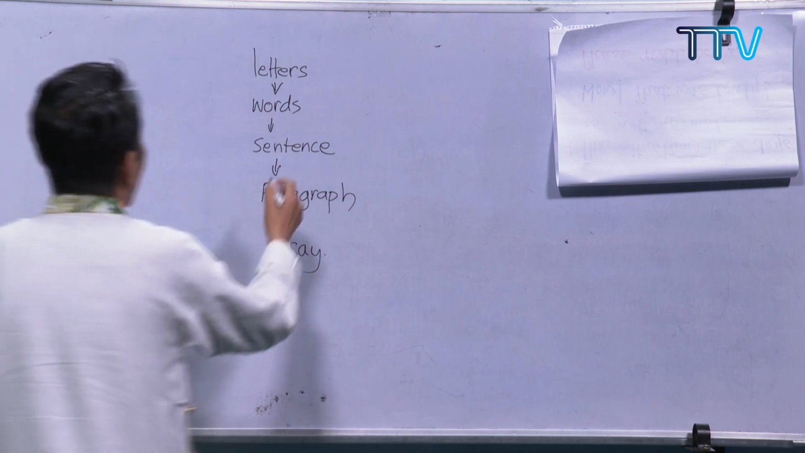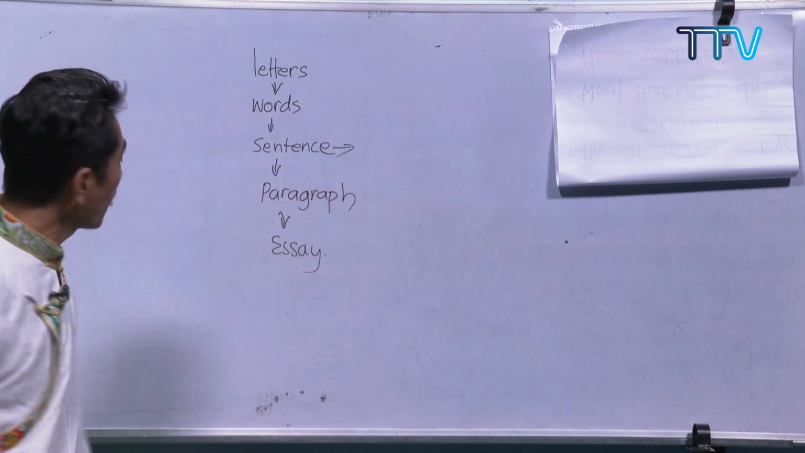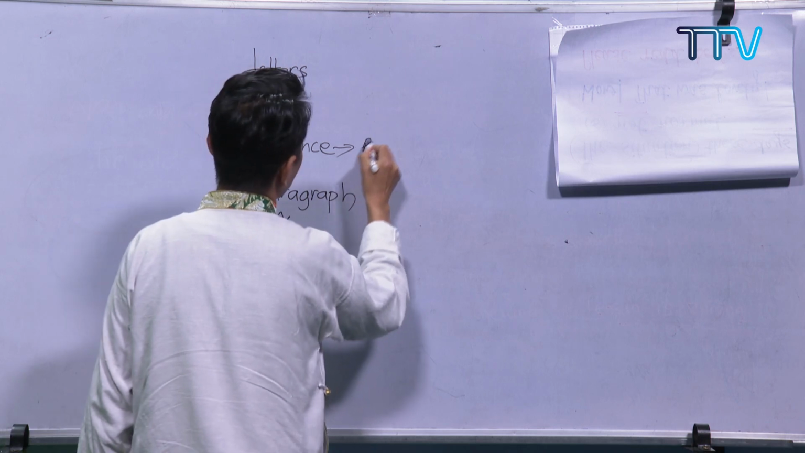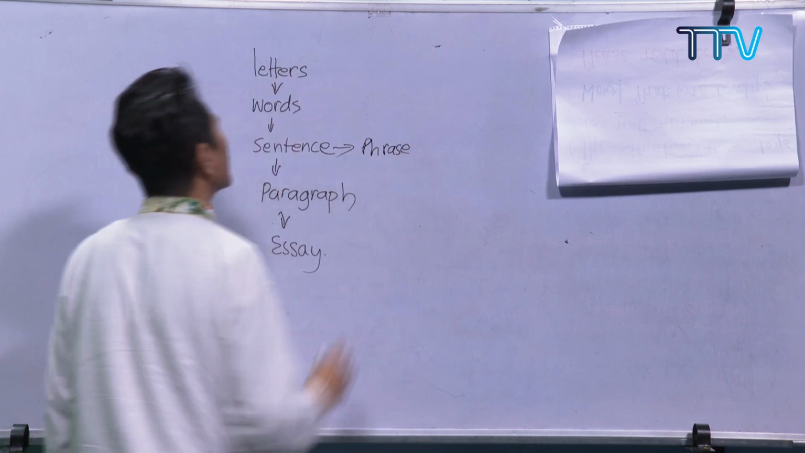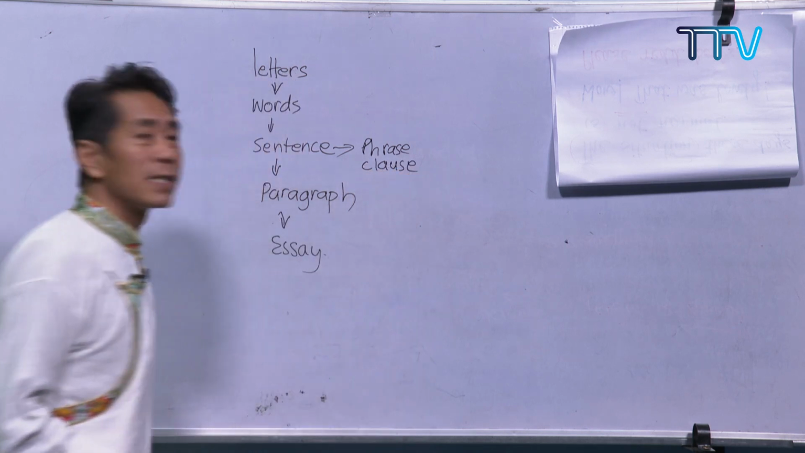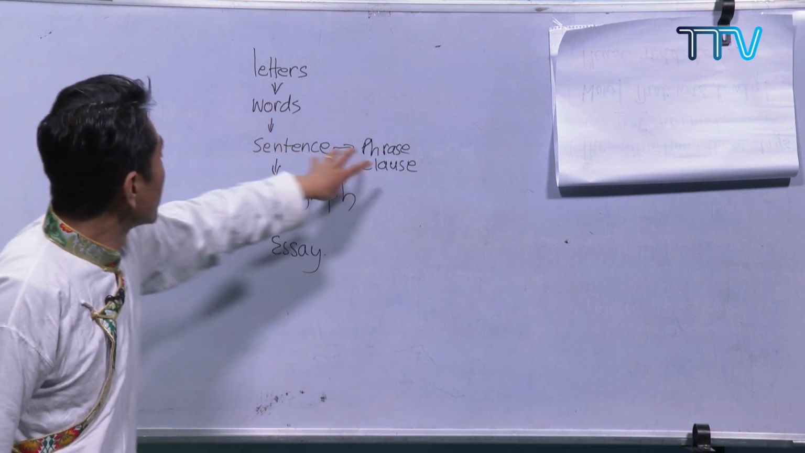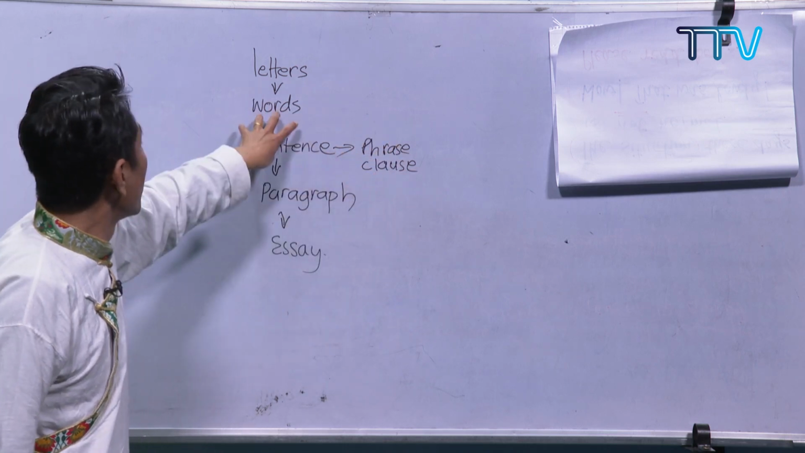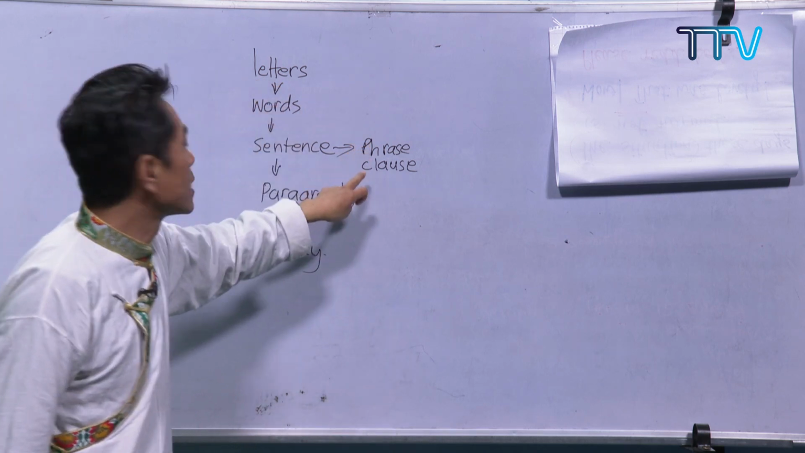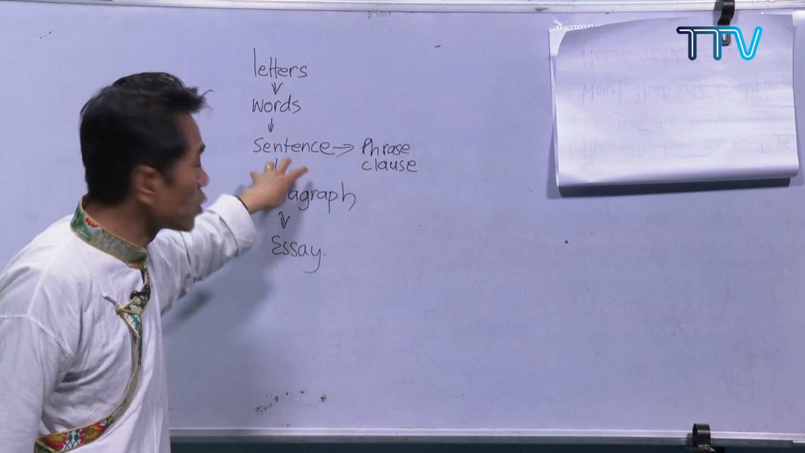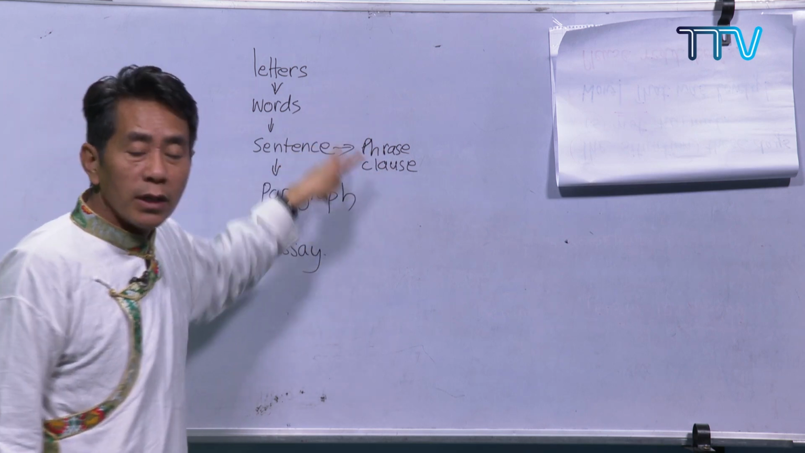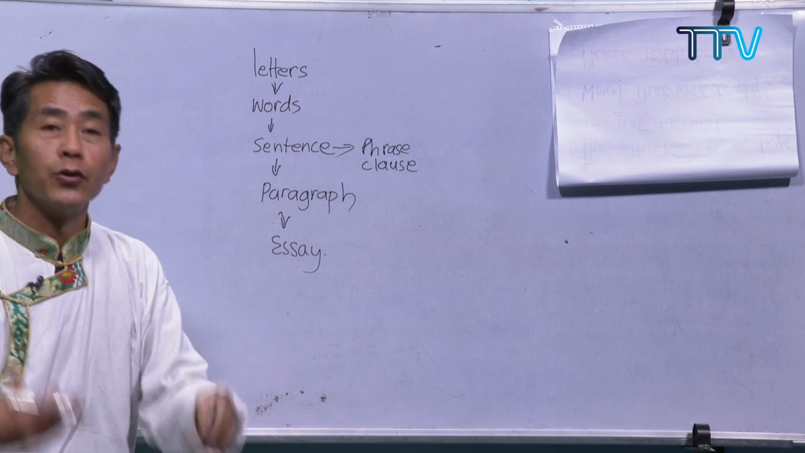Now, as far as the sentence is concerned, Githenshula has already told you about the phrases. So in the sentence, we have phrases, and we also have clauses. A sentence is made not just of words, but also of phrases and clauses. A group of words can make a phrase or a clause. So if you look at one sentence, you will find phrases, and you can also find clauses.